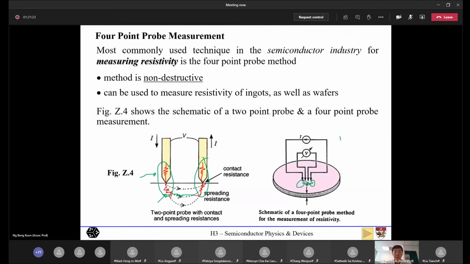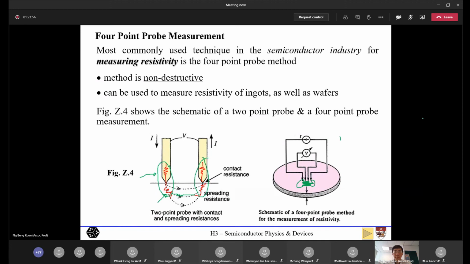Once the current gets into the middle portion, where you are measuring with the voltmeter, the spreading effect is not there anymore. The spreading is only where you make contact and inject the current. So this effectively removes the effect of contact resistance and spreading resistance. And with the current that you inject and the voltage that you measure in the middle probes, you can determine the resistivity.